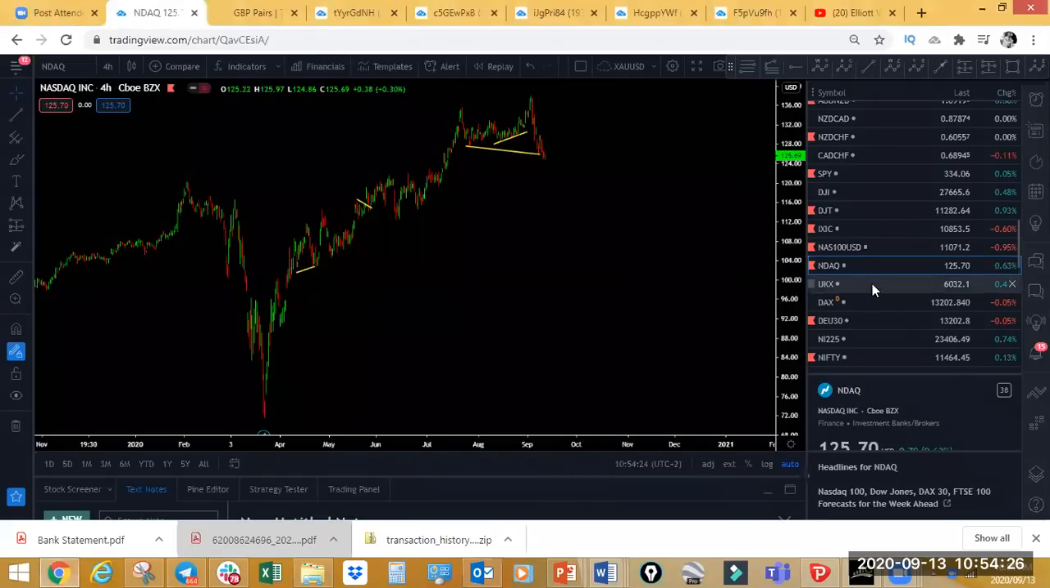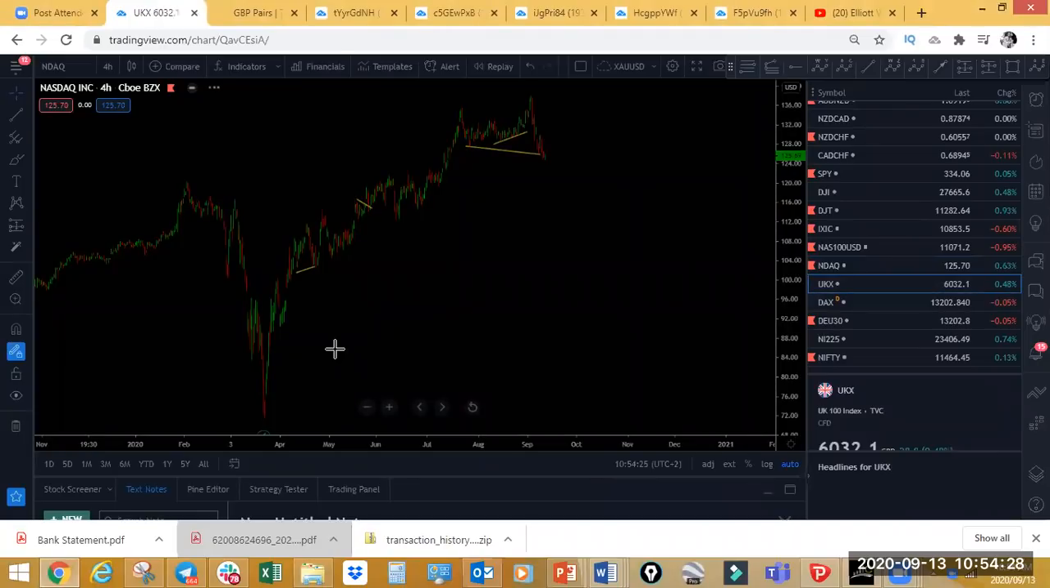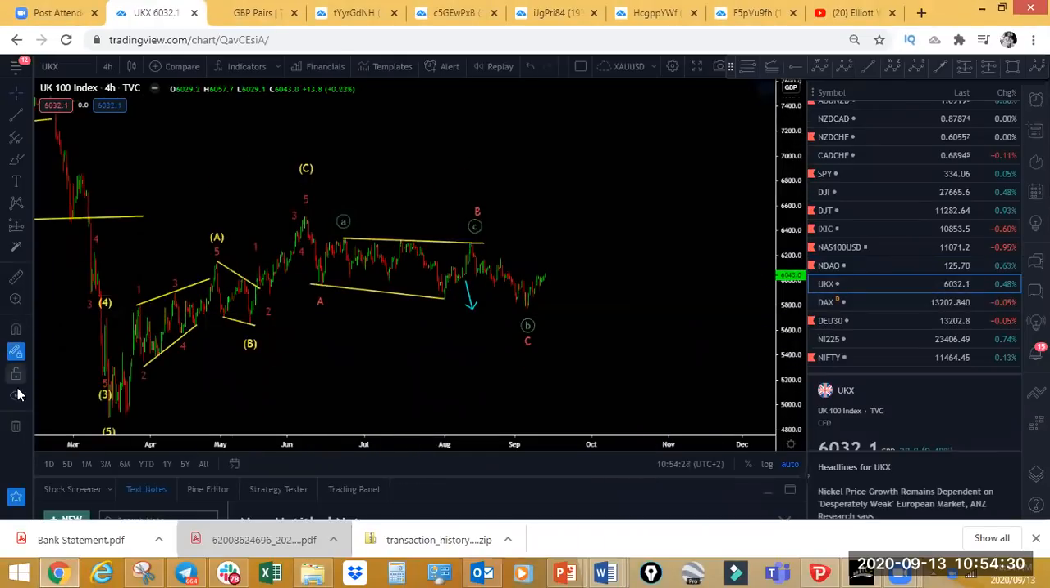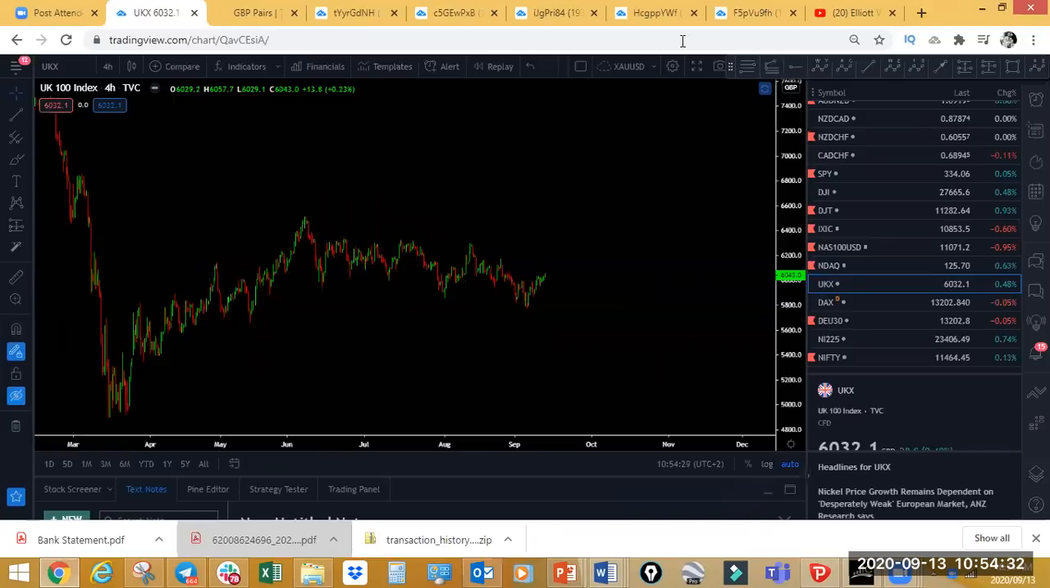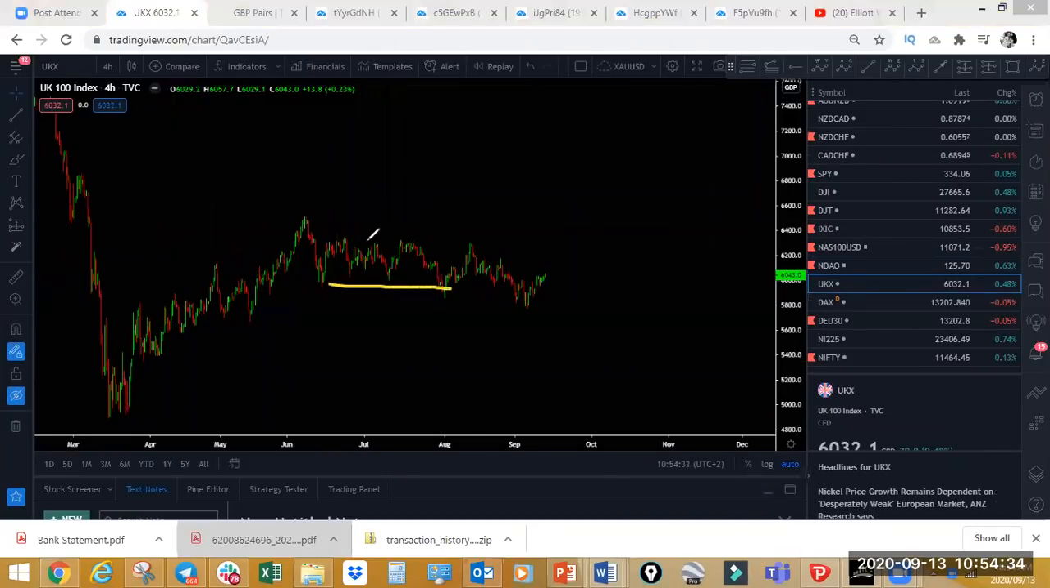That is the NASDAQ. UK 100, we've got this structure here. Let me switch off the labeling so you can see the structure. That is a flat correction there. That's a move down, that's a move up, and we have this. So on the UK 100, we could be starting a move to the upside like that to go retest the previous high here.